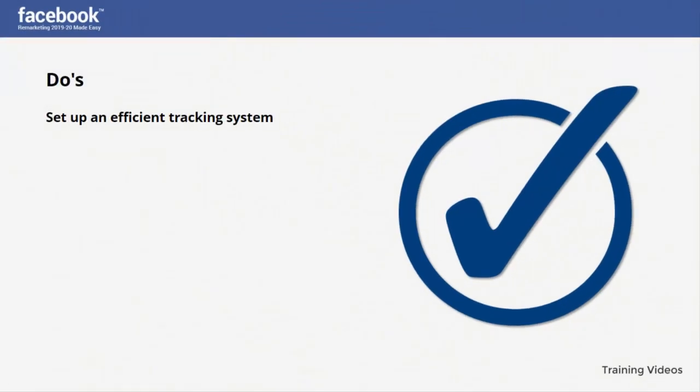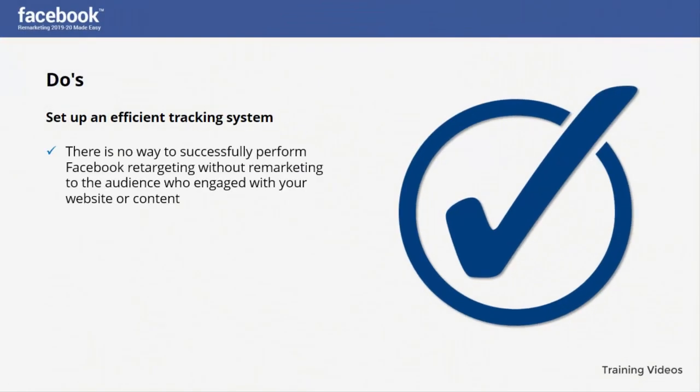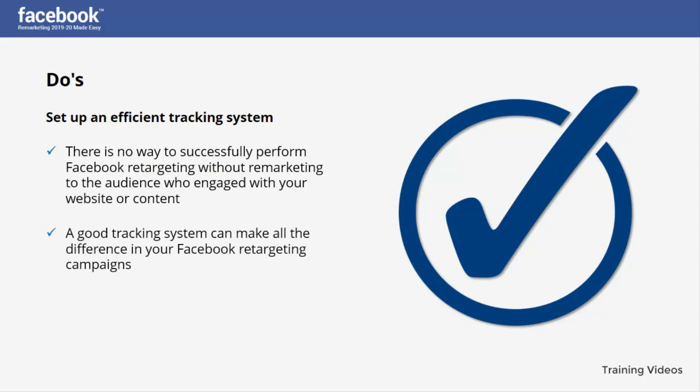Set up an efficient tracking system. There is no way to successfully perform Facebook retargeting without remarketing to the audience who engaged with your website or content. To achieve this, you will need to set up a tracking system. A good tracking system can make all the difference in your Facebook retargeting campaigns. It will help to cater to the needs of your custom audiences. To start, you'll need to configure your Facebook pixel with the tracking system already in place.